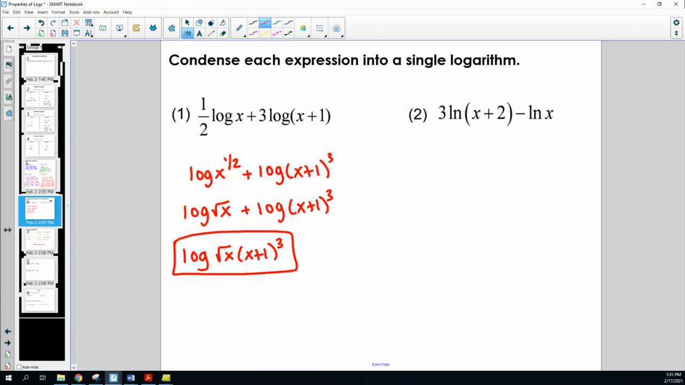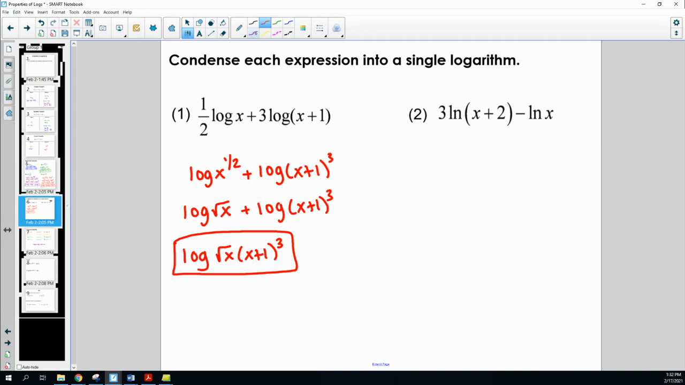Okay, so when you're condensing, your final answer should only have the word log or ln written one time. You should have multiplication and or division. You should have exponents and or radicals. So it's literally the complete opposite of when you're expanding.